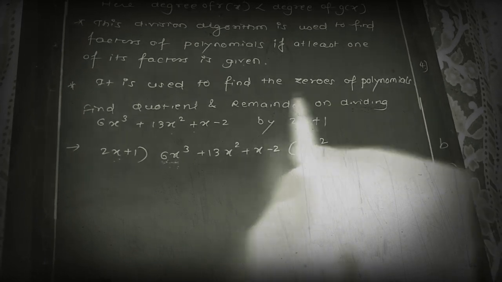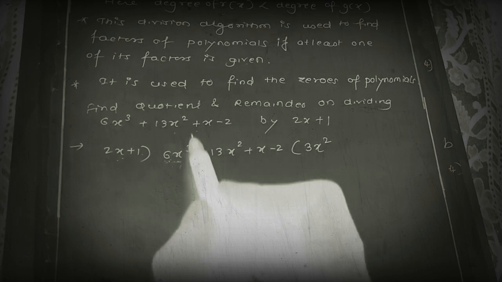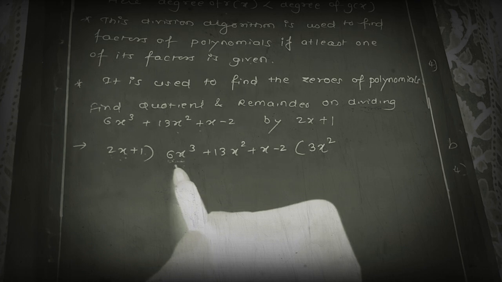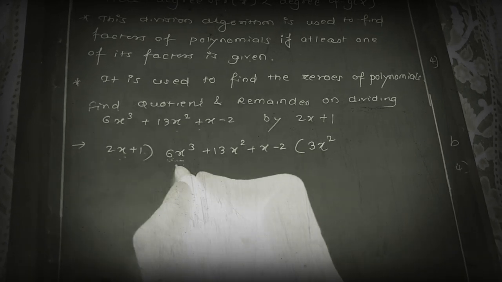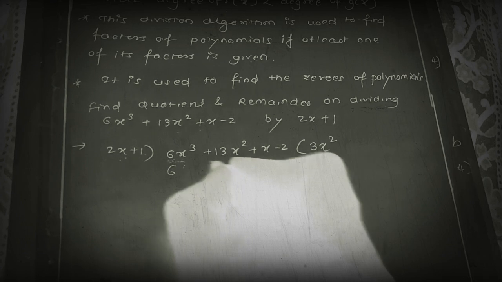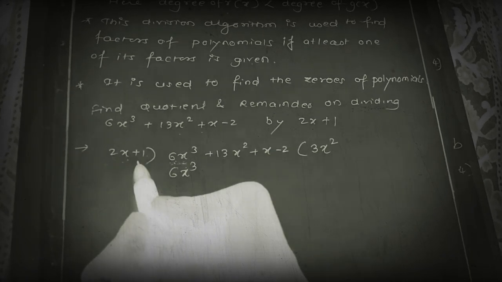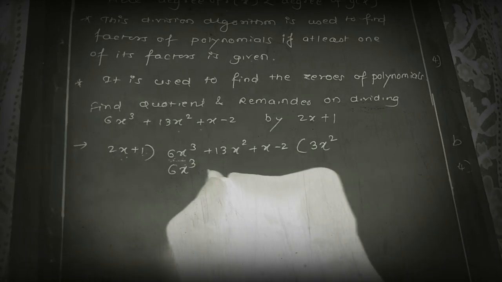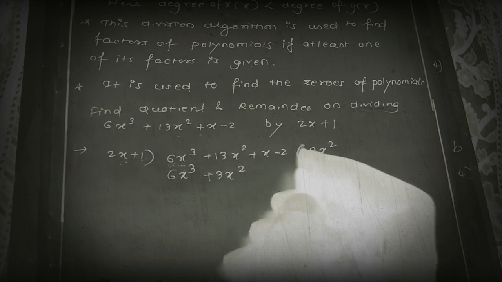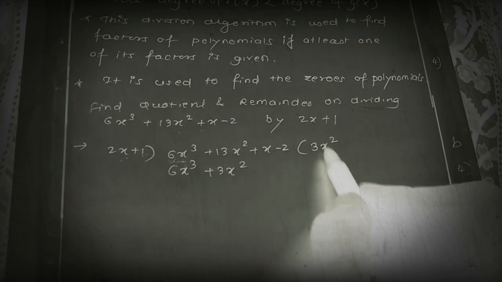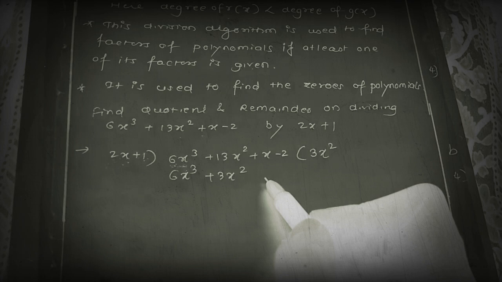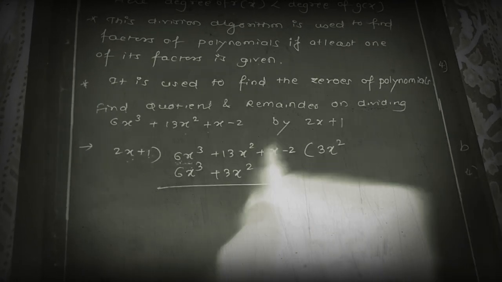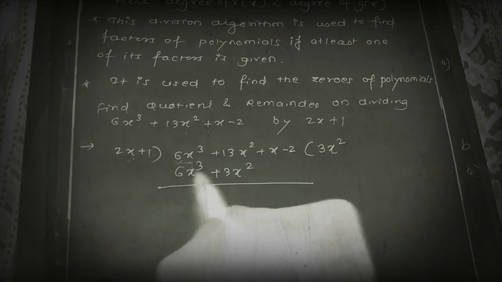So don't think about all other terms, just focus on the first term. 2x into 3x square will give you 6x cube. 2 threes are 6, x into x square is x cube. The remaining term also you have to multiply with this quotient: 1 into 3x is 3x square. Suppose in the second term you are getting the x variable instead of x square, then you have to write that x term here. Here we have only two terms, so we get two terms.